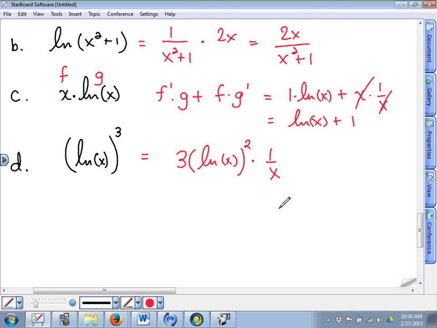If there was something inside here, like 3x to the third or something weird, wouldn't that be another chain rule, if that were the case? Double chain. Anyway, that's not the case here. So it's 3 times the natural log of x squared all over x.